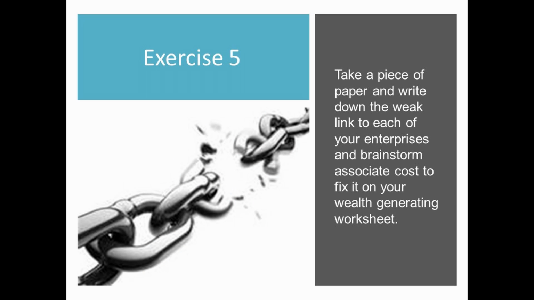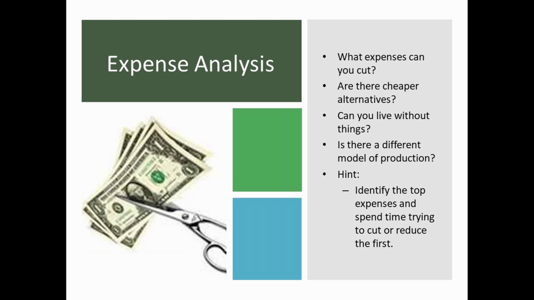Under Exercise 5, I'd like you to take a piece of paper and write down the weak link for each of your enterprises and brainstorm associated costs to fix it on your wealth generating worksheet or piece of paper. Now that you have recorded your expenses, what expenses can you cut? Are there cheaper alternatives, and can you live without certain things? Is there a different model of product, or is there a different way to produce something? Hint, identify the top expenses and spend time trying to cut and reduce those first.